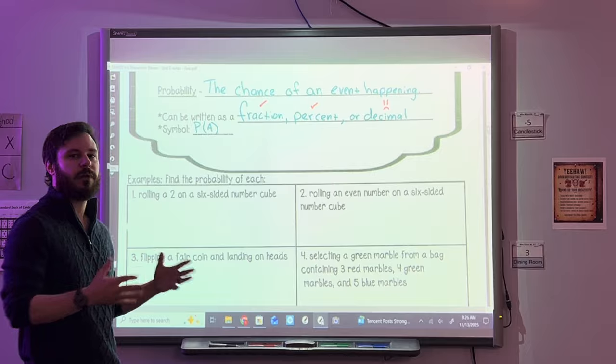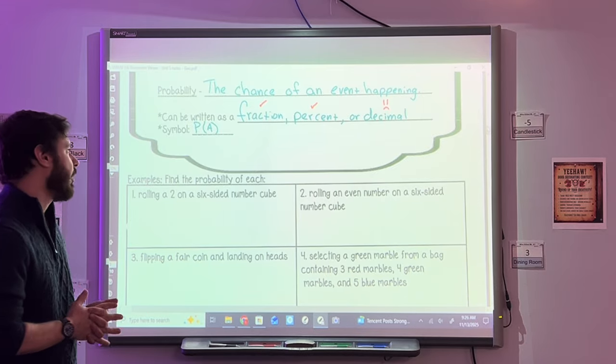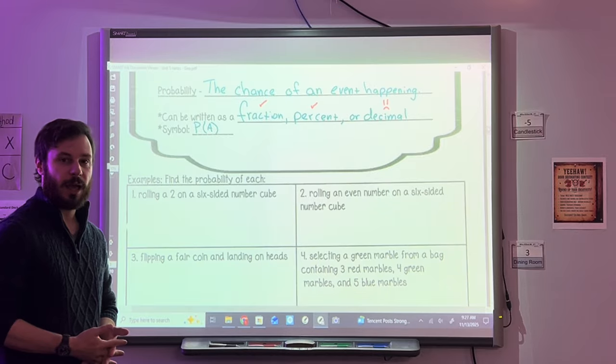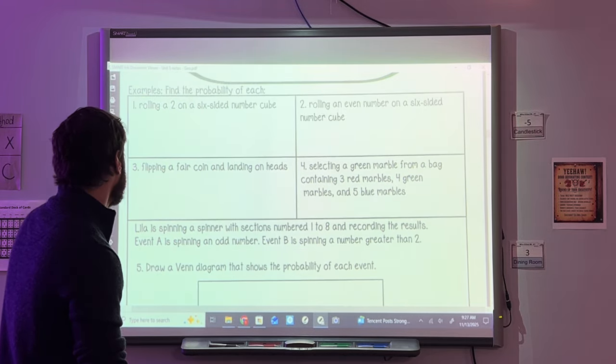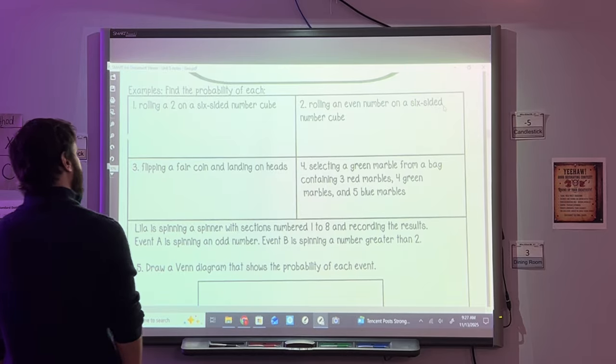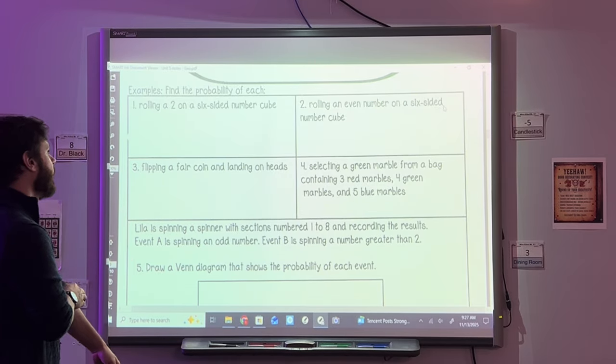So the probability of A. The probability of rolling a die and getting an even number. The probability of flipping a coin and getting heads. Whatever that event is. So find the probability of each of these. Number 1, rolling a 2 on a 6-sided number cube.